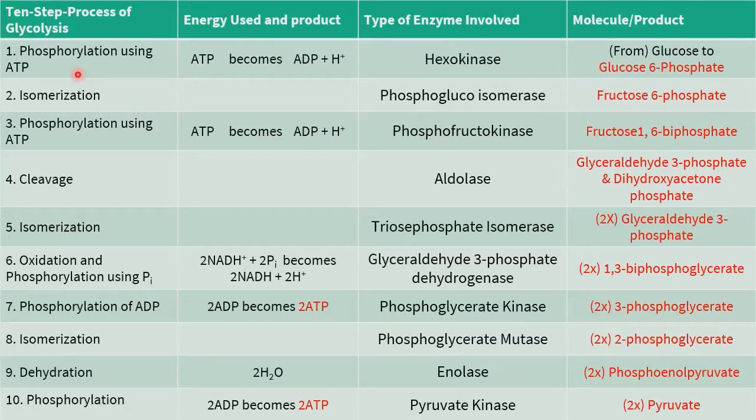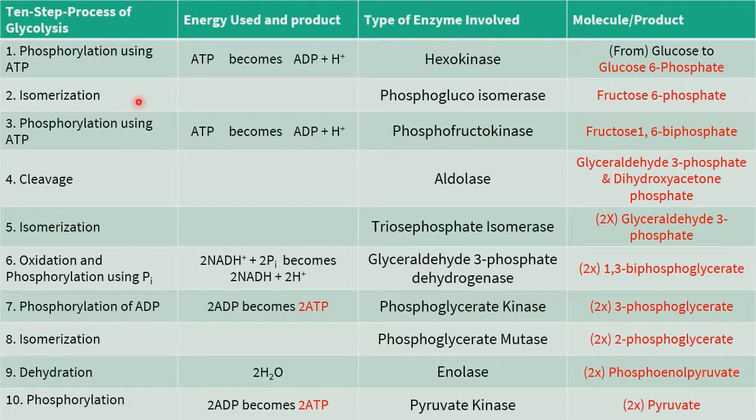The first step is phosphorylation using ATP. So adenosine triphosphate is now reduced to ADP, or adenosine diphosphate, plus an ion of hydrogen, controlled by the enzyme called hexokinase. So our glucose will be converted into glucose 6-phosphate.